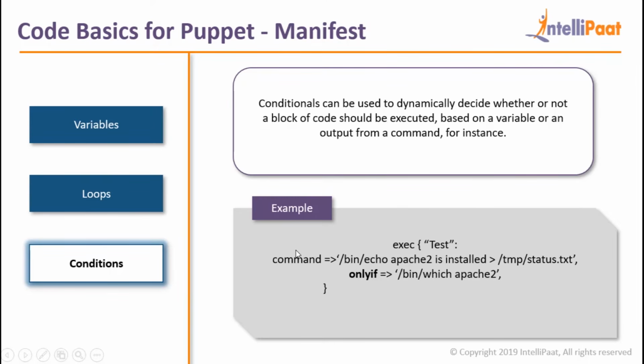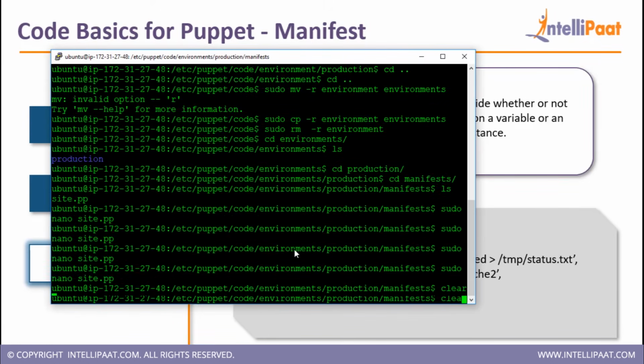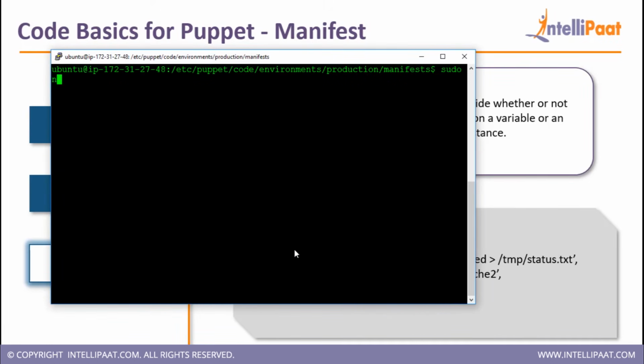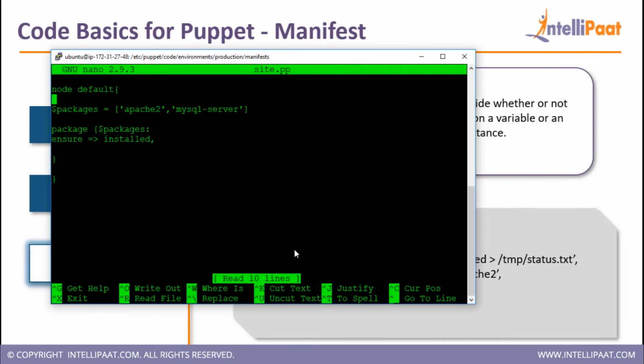So let's try this out. Let me go to my master terminal. Let's clear the screen first. So sudo nano init and sudo nano site.pp. All right, so what I want to do is execute a command. Let's remove everything first. Basically I want to define a resource called exec, which deals with passing commands to the agent.